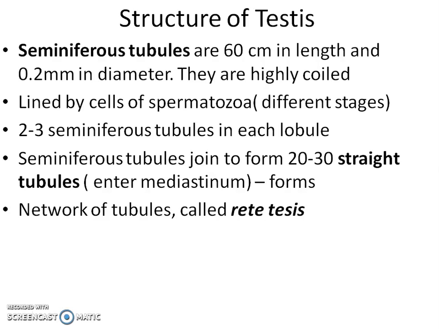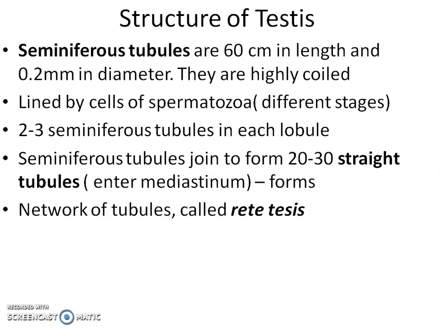Now, the structure of the testis mainly consists of seminiferous tubules, which are about 60 centimeters long and 0.2 millimeters in diameter. They are more than half a meter in length, but they are highly coiled. Due to the highly coiled structure, they are able to be placed within the testis. They are lined by the cells of spermatozoa in different stages, and 2 to 3 seminiferous tubules in each lobule join to form 20 to 30 straight tubules.